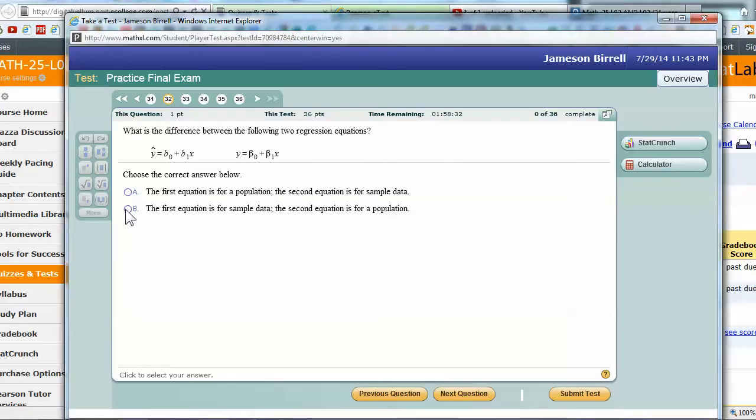The first equation is for sample because y hat is a statistic. So we're using b sub 1 and b sub 0. So then the second would be for the population because you're using parameters there.